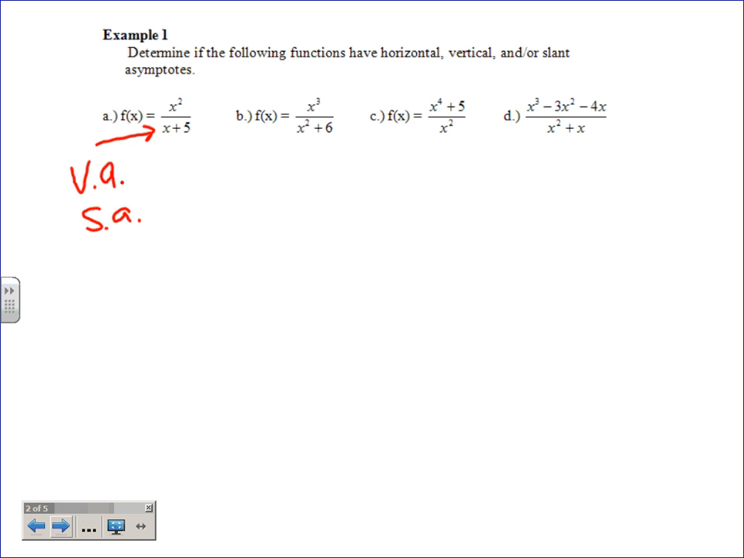Letter B. What should we watch out for first again? Oh, yeah. Any shot at anything canceling off there? Nope. So is this going to have a vertical asymptote?